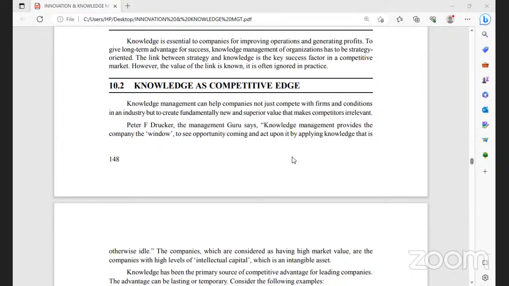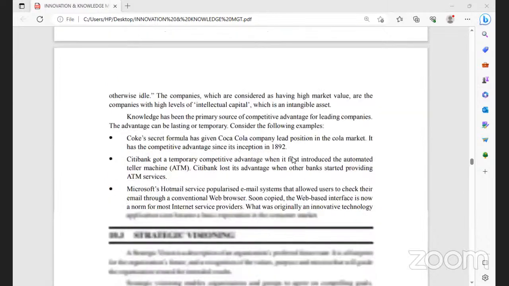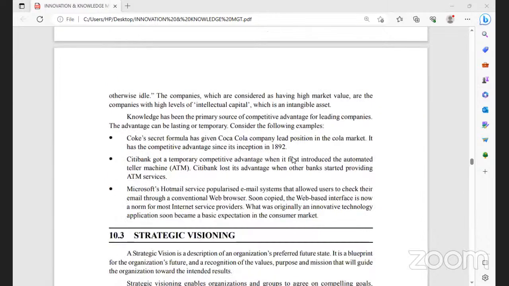Related to that, Drucker says knowledge management provides the company the window to see opportunity coming and to act upon it by applying knowledge that is otherwise idle. The companies which are considered as having high market value are the companies with high levels of intellectual capital, which is an intangible asset. Knowledge has been the primary source of competitive advantages for leading companies. The advantage can be lasting or temporary.